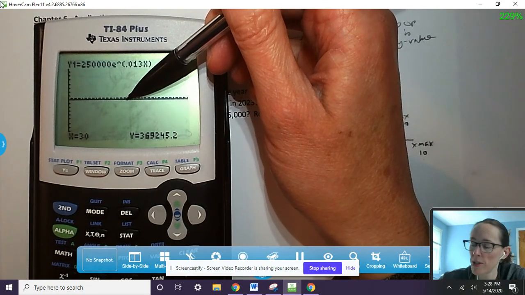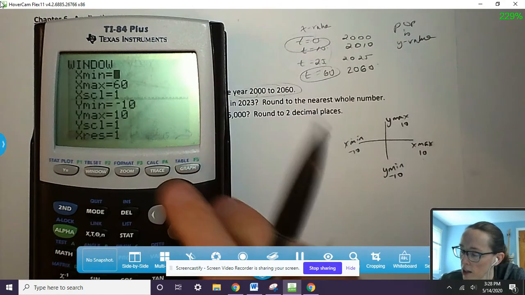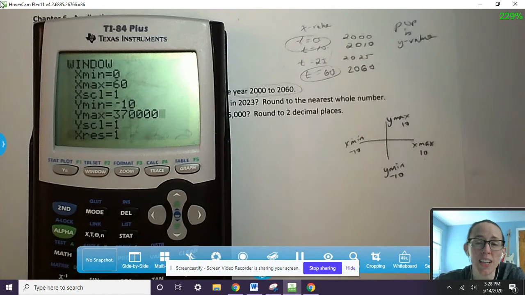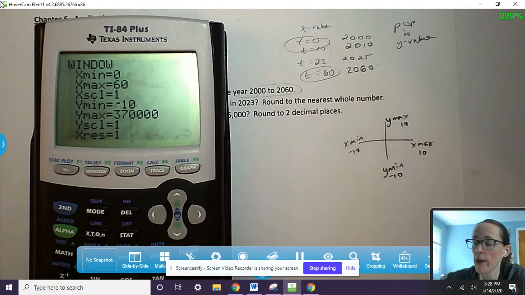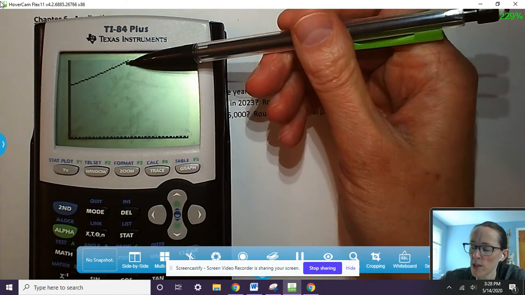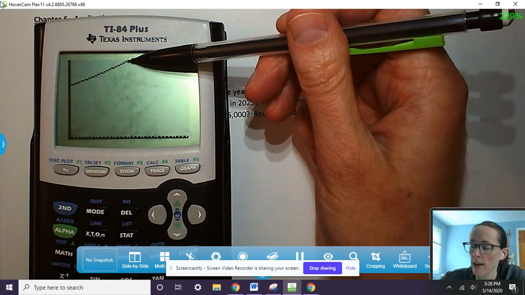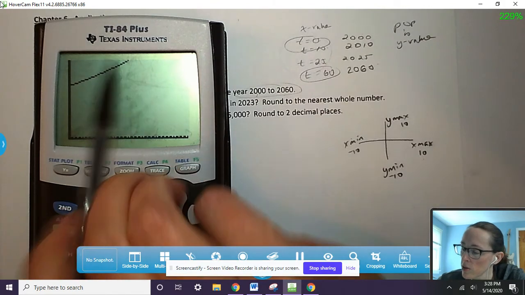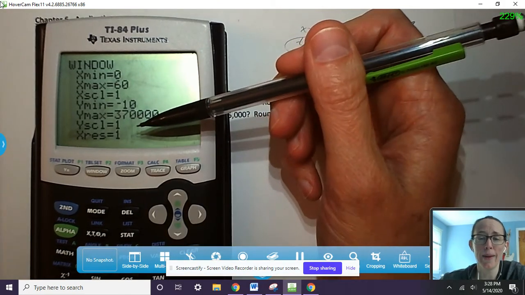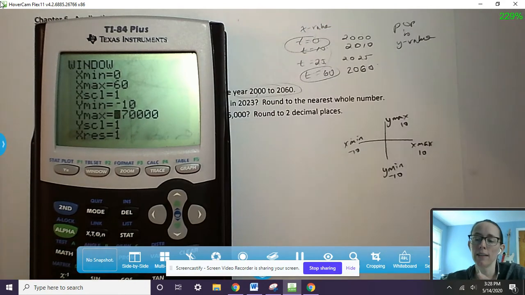So we need to increase that y max by a lot. You can make your y max 370,000, but chances are that's not going to be big enough because that's only the point that's right in the middle of the graph. So if you were to try that first, I think you'd say, this isn't the best window. We can do better. We can see more if we go up higher. So there's no set method for finding the appropriate y max. You try one. If it's not high enough, you try another one. If you go too high, you can always bring it back down.